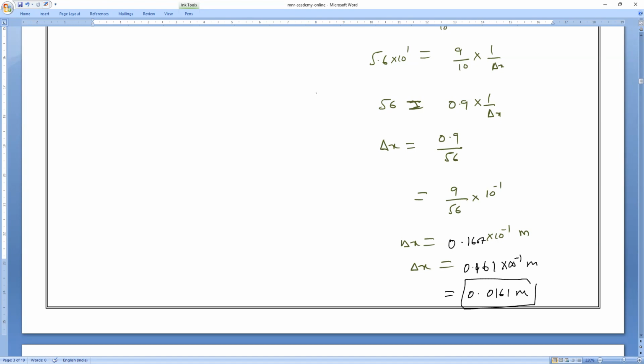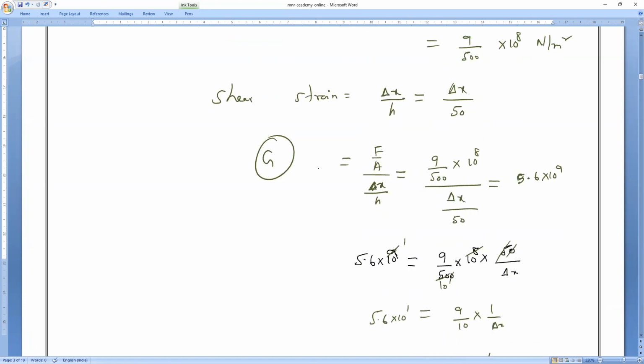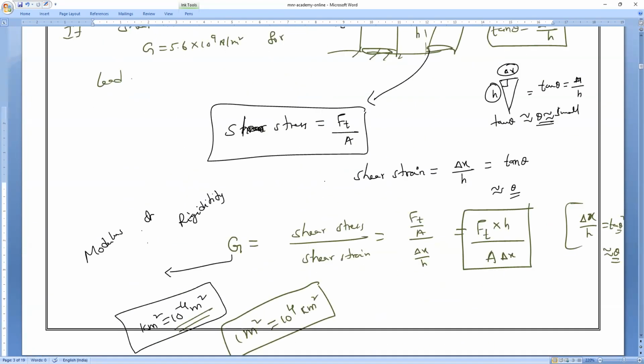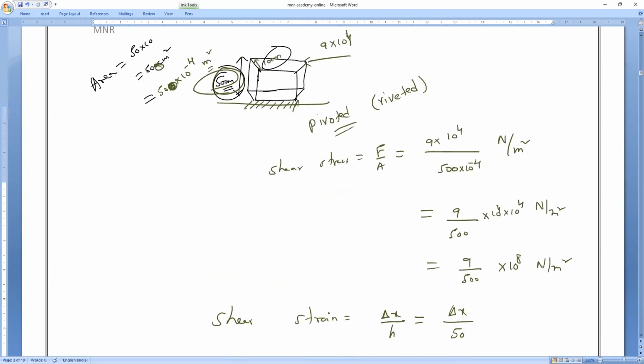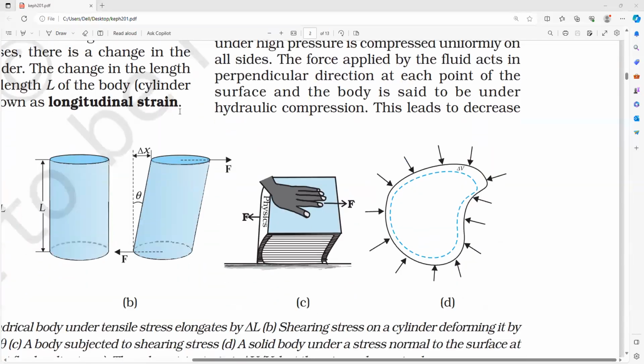So this is about the numericals related to modulus of elasticity: Young's modulus, shear modulus, as well as bulk modulus. Definitely for the bulk modulus and shear modulus, they will ask us to calculate the displacement, delta x. That is only what they will ask. I hope you all completed that question. Even in NCERT we have seen this delta x is what they ask us to calculate.